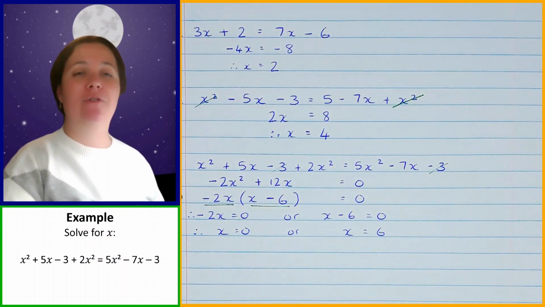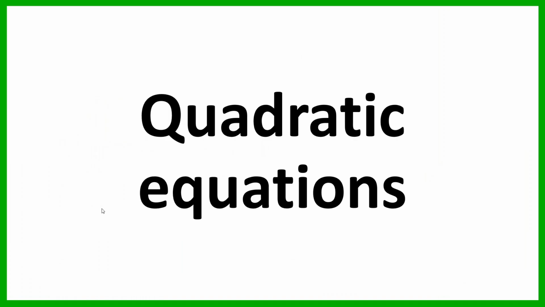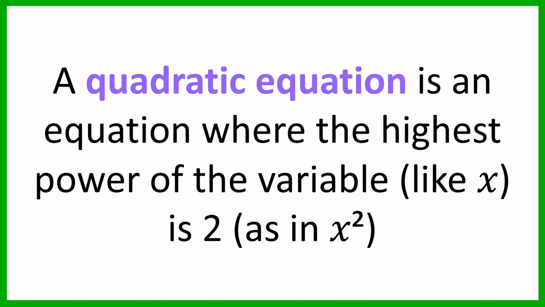Now let's have a look at the rules that we're going to follow when you have an equation like this. This kind of equation is called a quadratic equation. A quadratic equation is an equation where the highest power of the variable, like x, is 2, as in x squared. In that last equation that we just did, we had x squared, and those x squareds didn't cancel out. In the previous question that we did, we had x squareds, but they cancelled out, so we no longer had any x squareds in our equation. We could just solve it like a normal equation. But when you have a quadratic equation, those x squareds don't cancel out, and then you have to follow a different method.